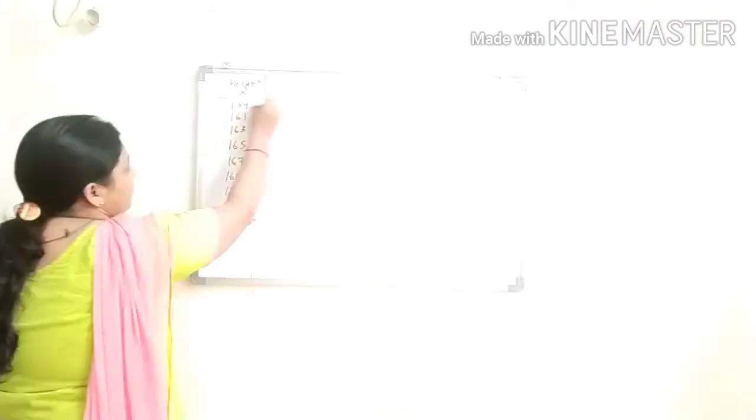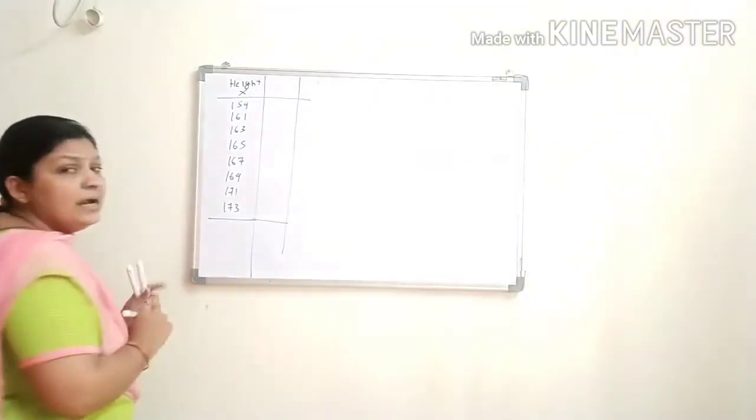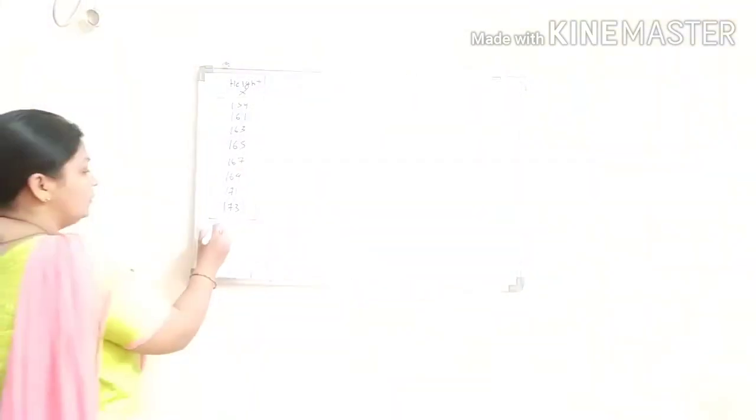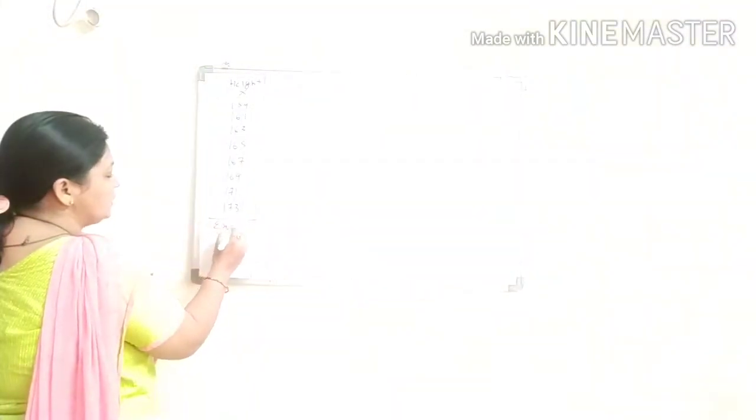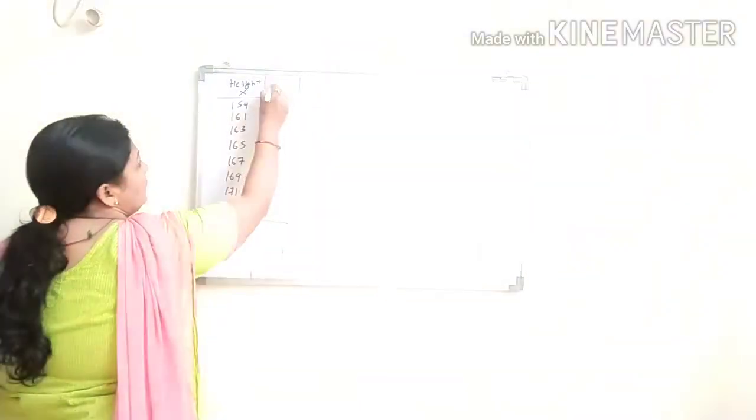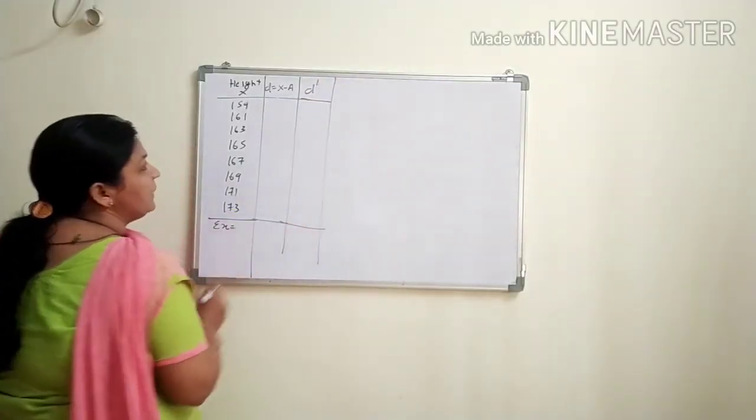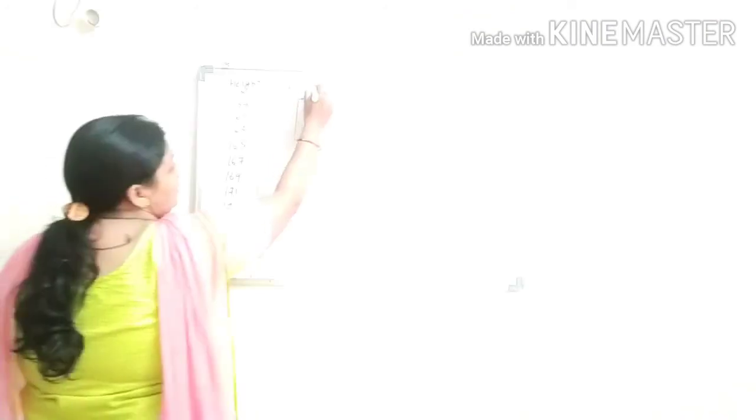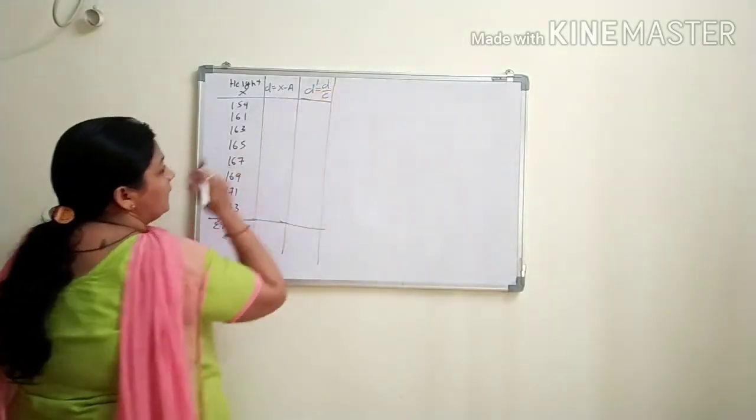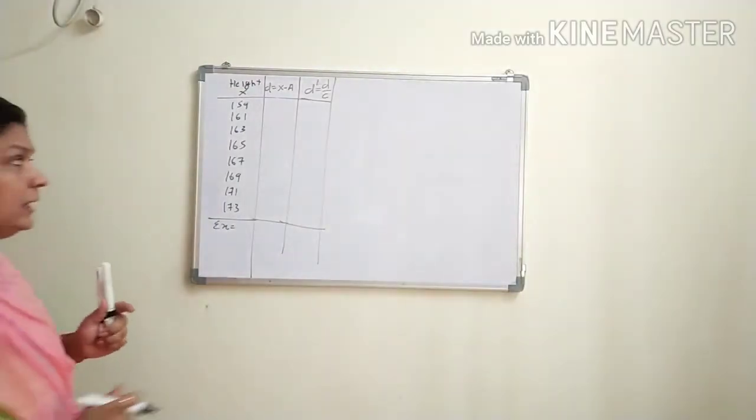Now first you need n, the number of observations. You need sigma x first, and d equals x minus a. Now you need d dash also. So d dash means d upon c. Clear? First, apply the direct method.